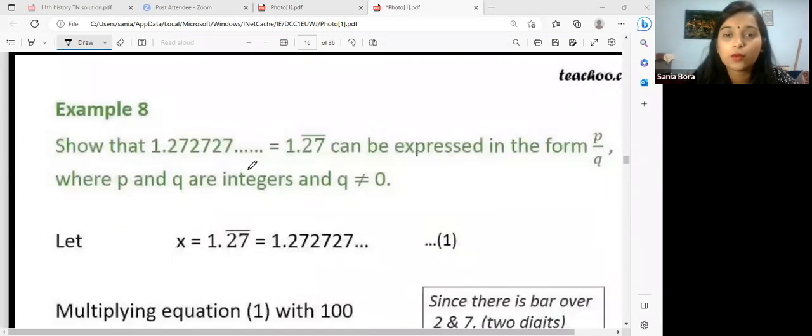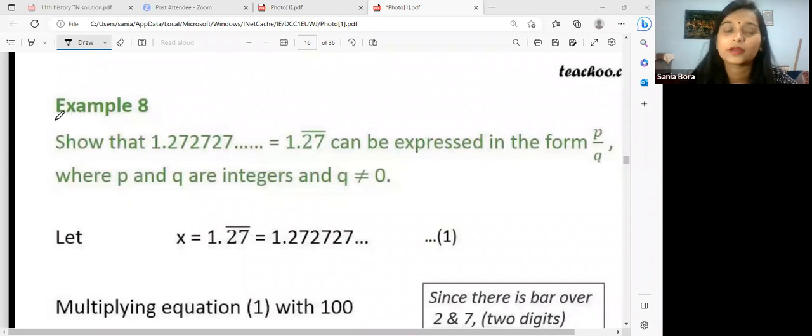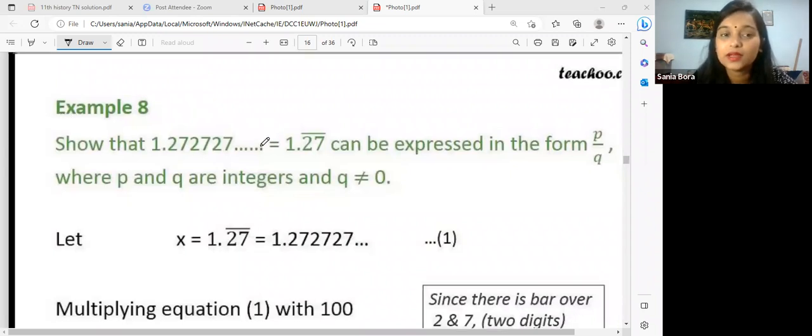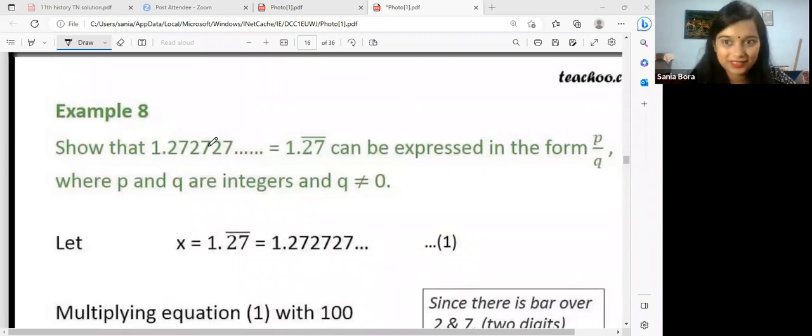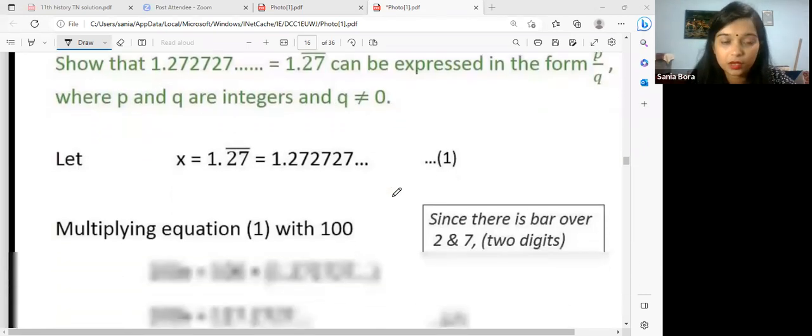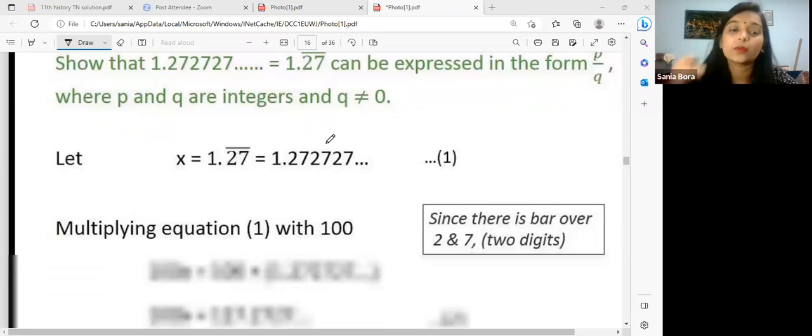I don't know why my screen is taking a lot of time to load. Okay. Example number 1, this one. Over here, this is very important, so listen to it very carefully. You have to show that 1.272727 can be expressed in the form P upon Q, where P and Q are integers and Q is not equal to 0.